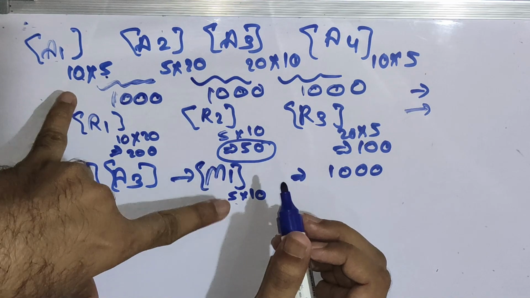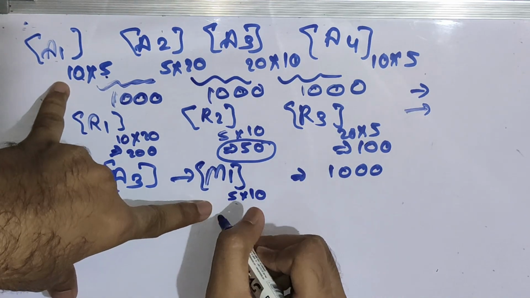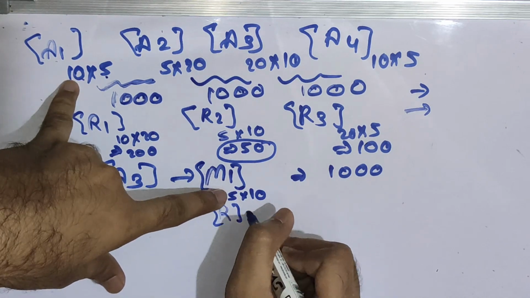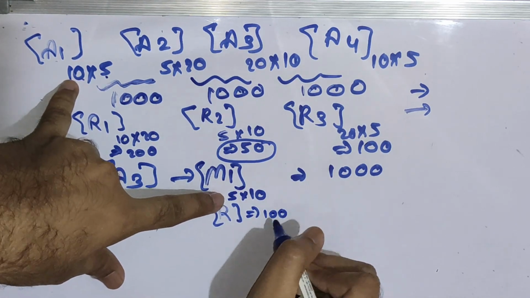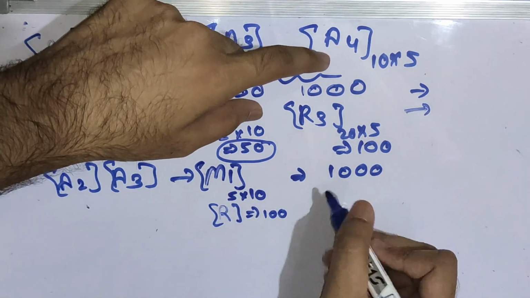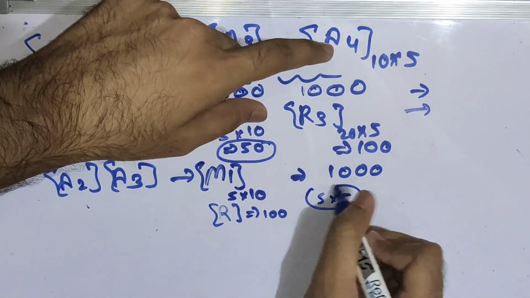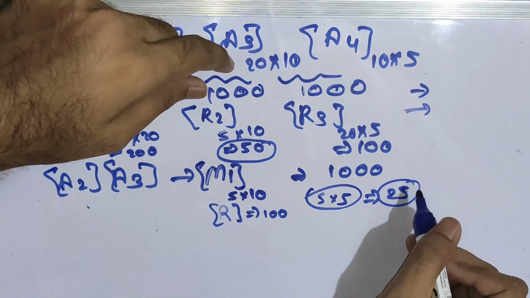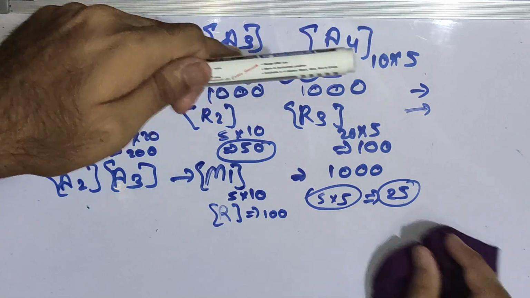So here if you multiply this A1 with M1, you will get the resultant matrix, let's say R, of order 10 by 10. So it will be 100, right? Product will be 100 for the second step. And if you multiply this M1 with A4, you will get the dimension as 5 by 5 for the resultant, and the result will be 25. So you can see that this is the minimum. So we are going to multiply this M1 with A4.